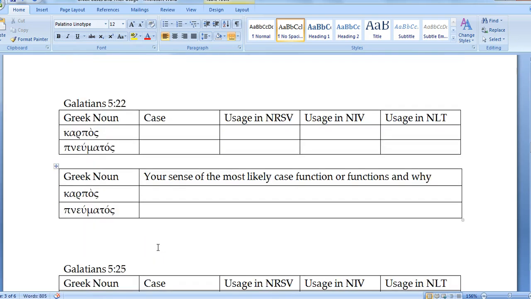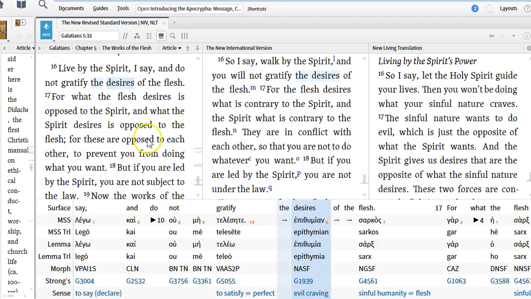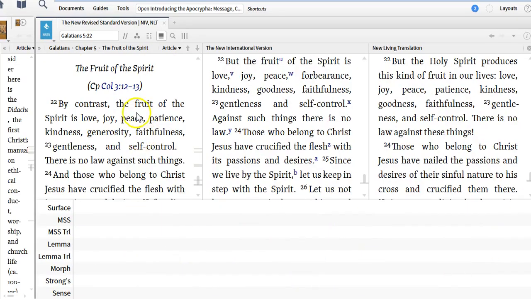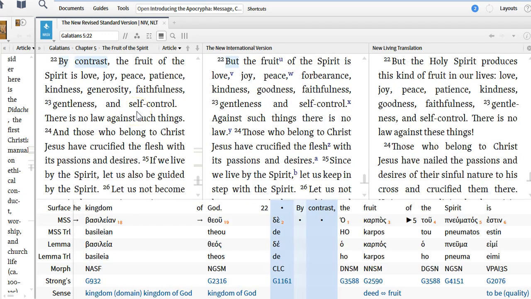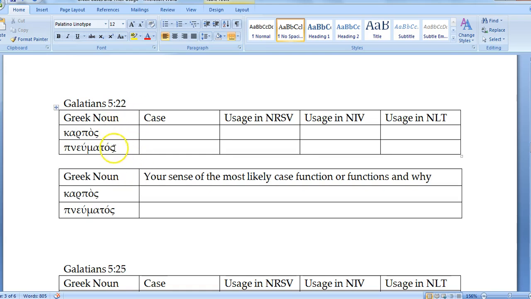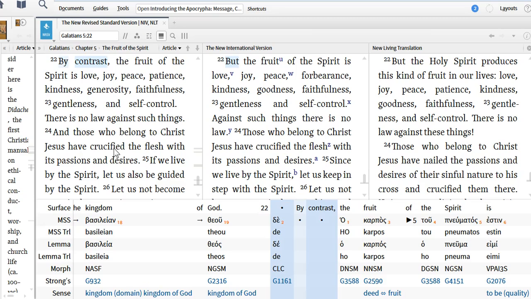At this point, I invite you to skip ahead to Galatians 5:22, where we have the phrase, the fruit of the Spirit. I ask you simply to look at karpos and pneumatos. The fruit of the Spirit is love, and so forth. Fruit, karpos, is a noun in the nominative case, and it is being represented in both the NRSV and the NIV as the subject of the main verb is. Fruit is love and the rest.